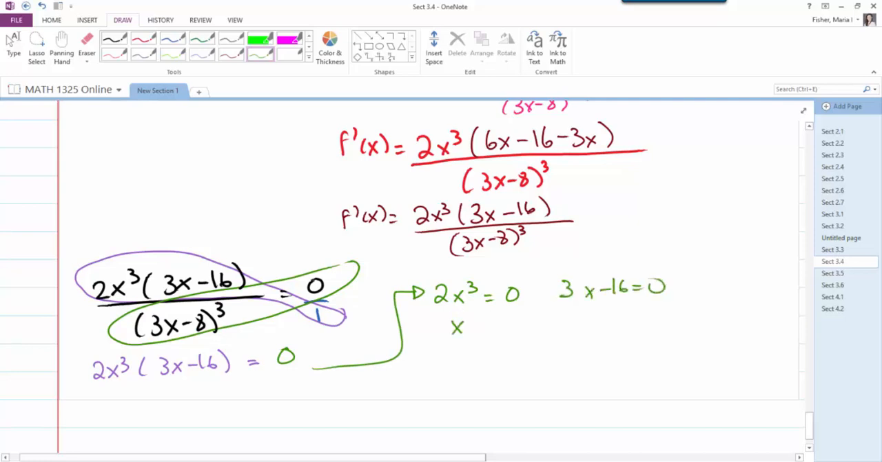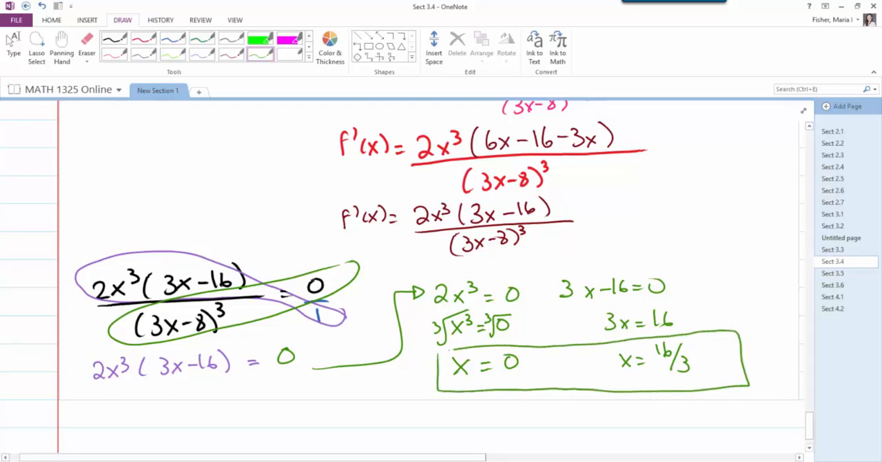Here, divide by 2, and then take the cube root of both sides, and I just get that x is equal to 0. Here, add 16 and divide by 3, and I get x is equal to 16/3. So the two values of x for which you get a horizontal tangent for this function are at x equals 0 and at x equals 16/3. That's it for section 3.4.